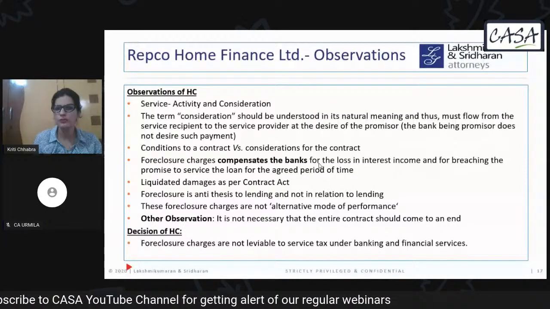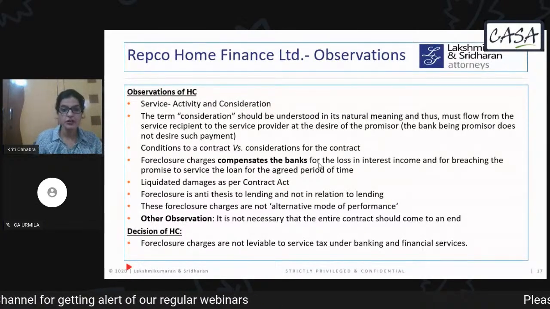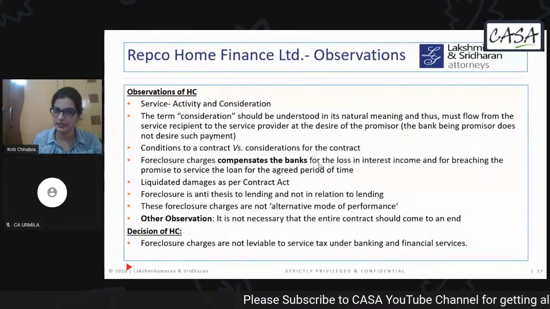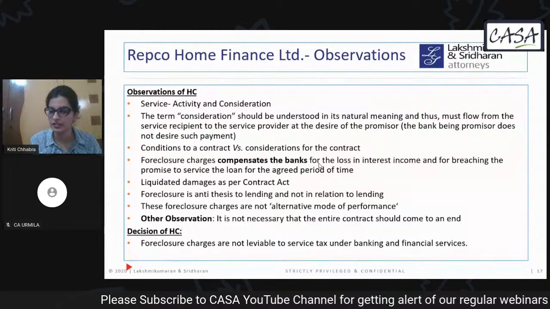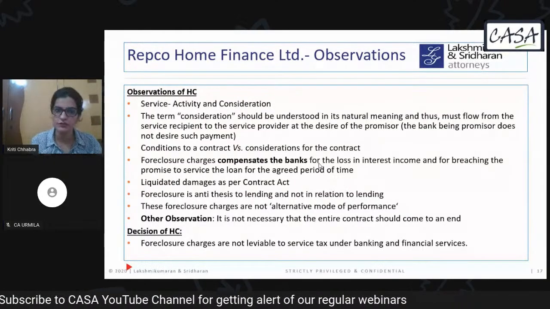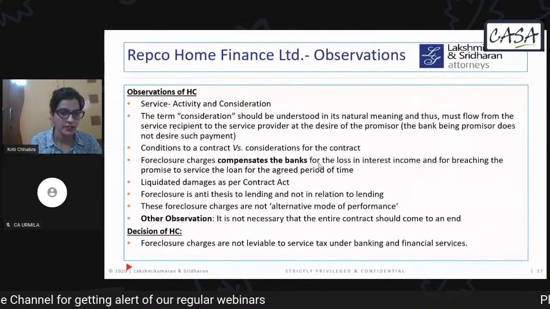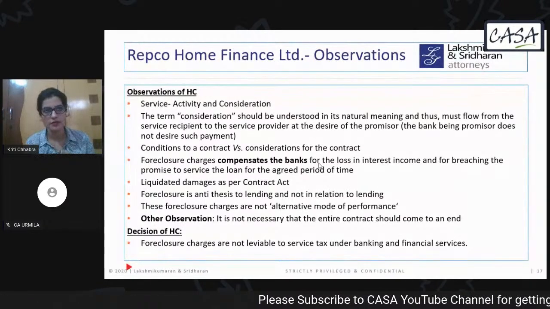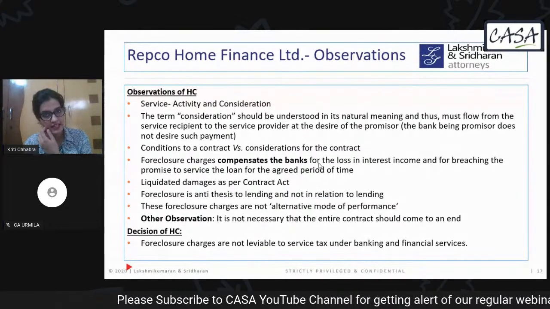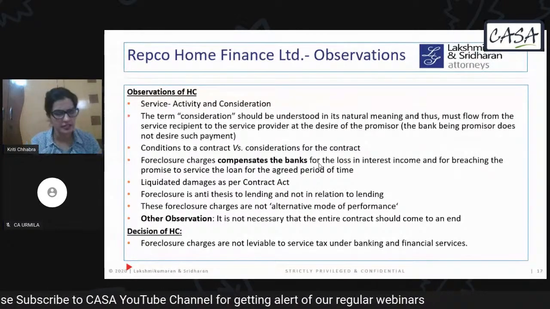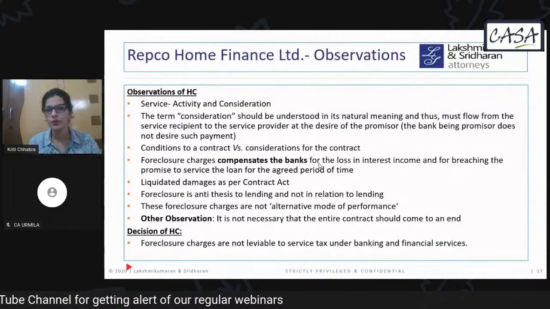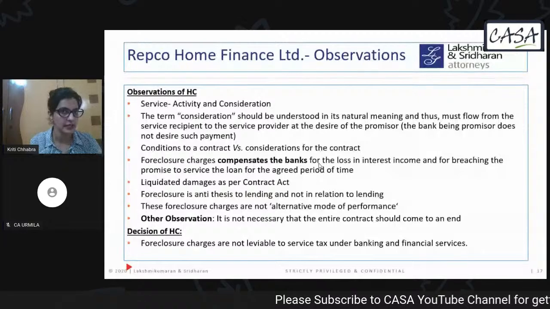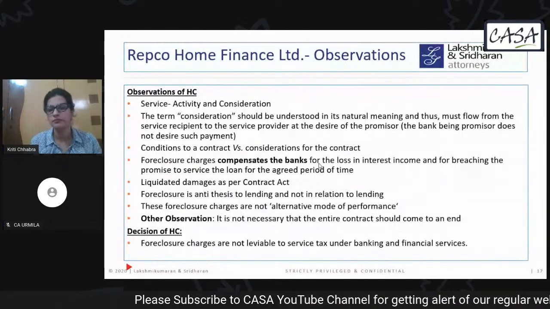The court also made another observation, that it is not necessary that the entire contract should come to an end for a consideration to be treated as liquidated damages. This observation was not the ratio of the judgment, because the question was not revolving around whether, when a contract is partly cancelled or not completely cancelled, the compensation can be said to be in the nature of liquidated damages. However, the court made this observation also.